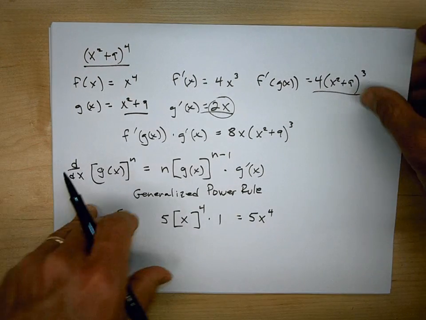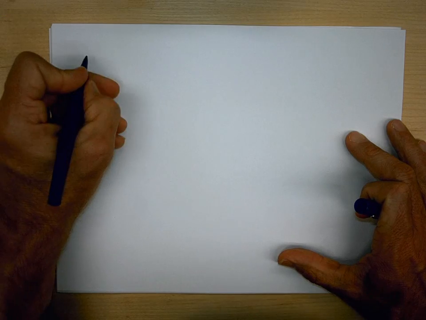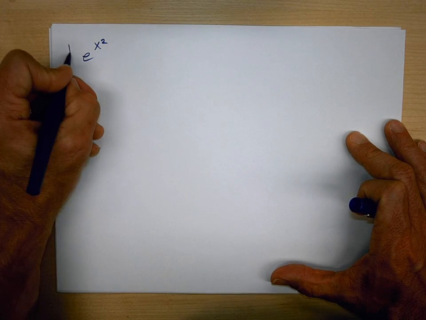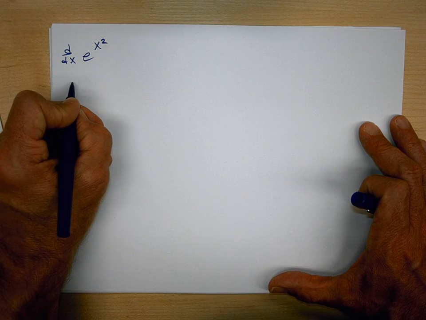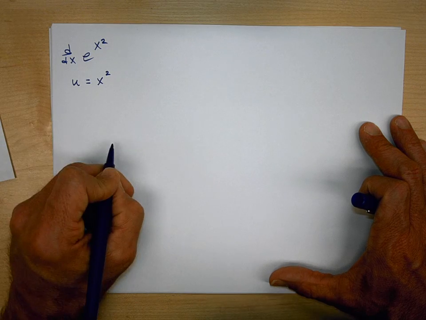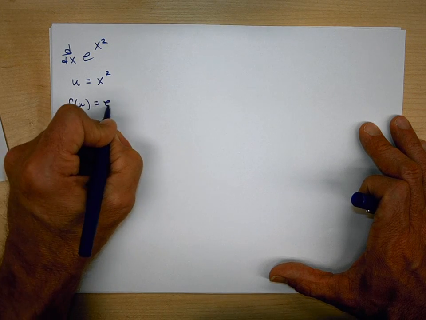Okay, last example then. Let's take a look at e to the x squared. Let's say I want to take the derivative of that. Again, we'll use the other notation this time. We'll let u equal x squared. So that's our inside function, and our f of u is just e to the u.